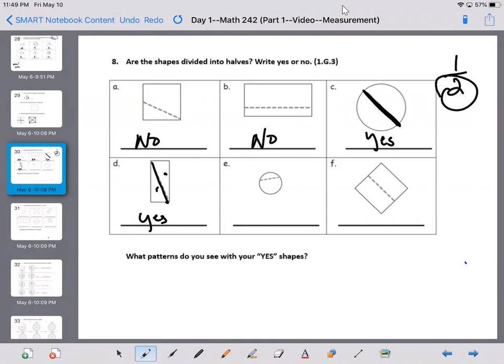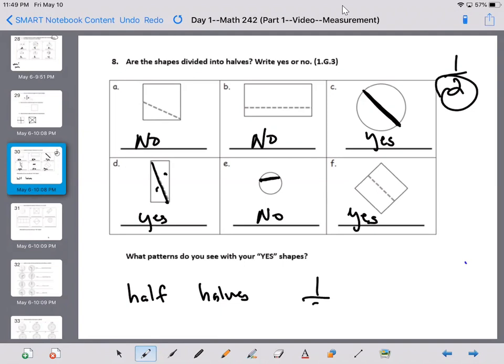This is not going across the middle. And so since that's not a diameter, that does not subdivide the circle into two parts, so that's a no. And then our tilted square is separated into two parts. So now you're starting to really focus in on that word half or halves, and then the fraction piece of that.